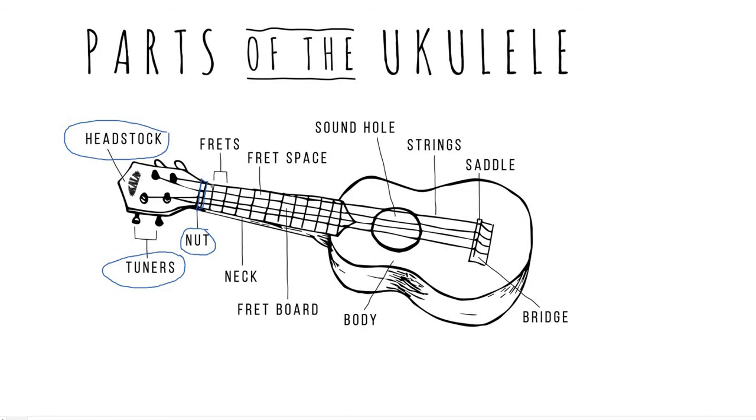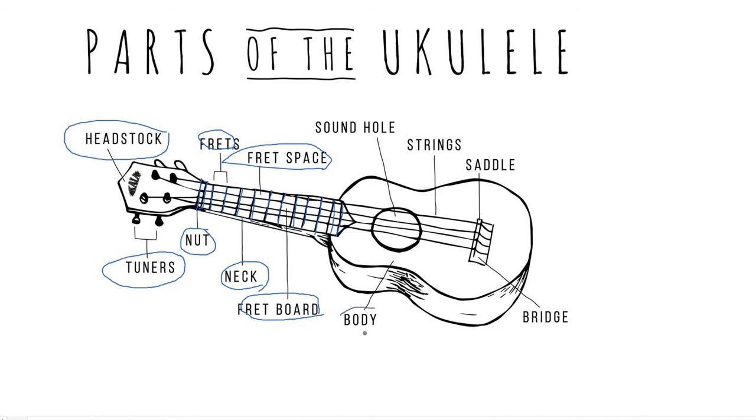Then we have frets, which are these metal bars on the neck of the ukulele. So there are several of these frets depending on the size of the ukulele. Then we have the neck of the ukulele, which is quite obvious that this is the neck. Then we have the fret space, and the neck can also be called the fretboard.